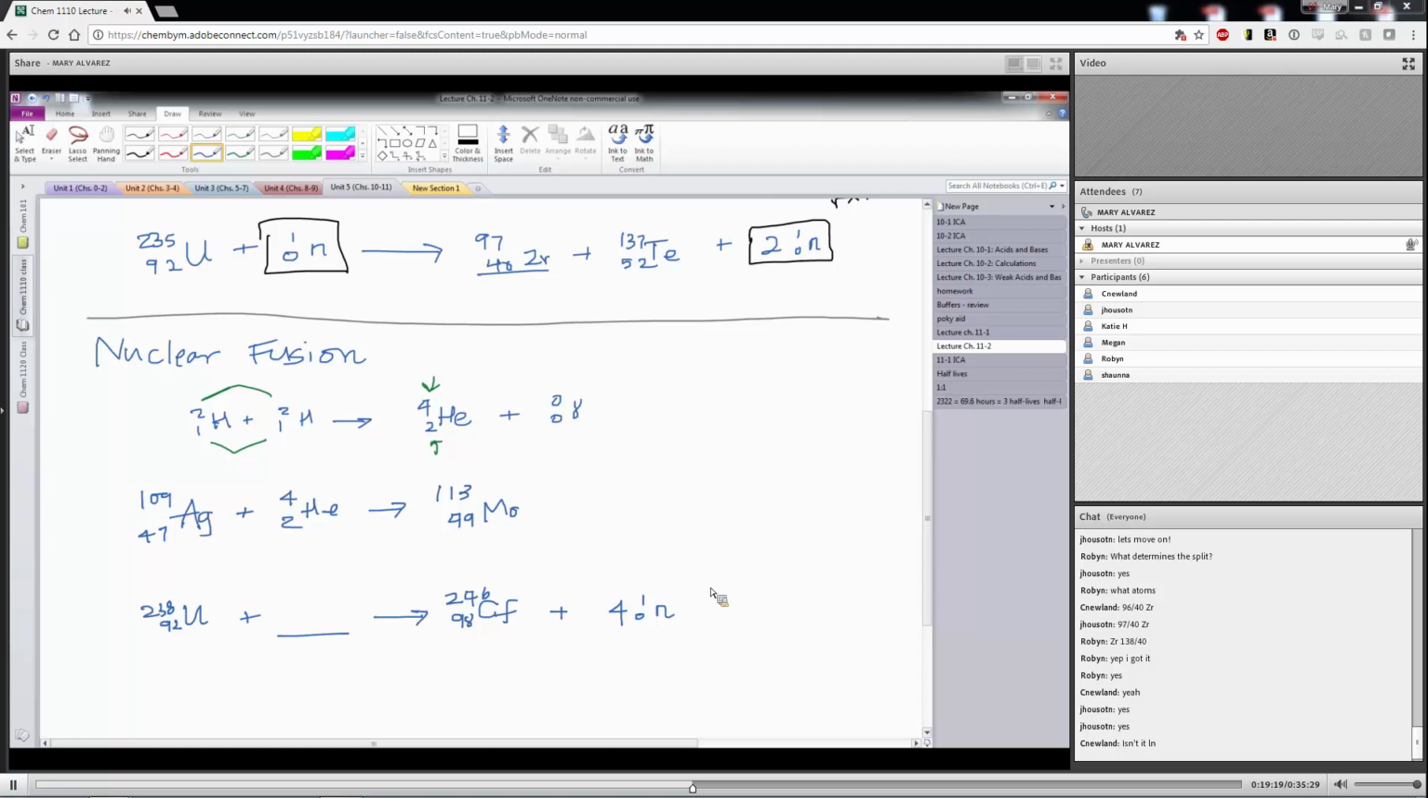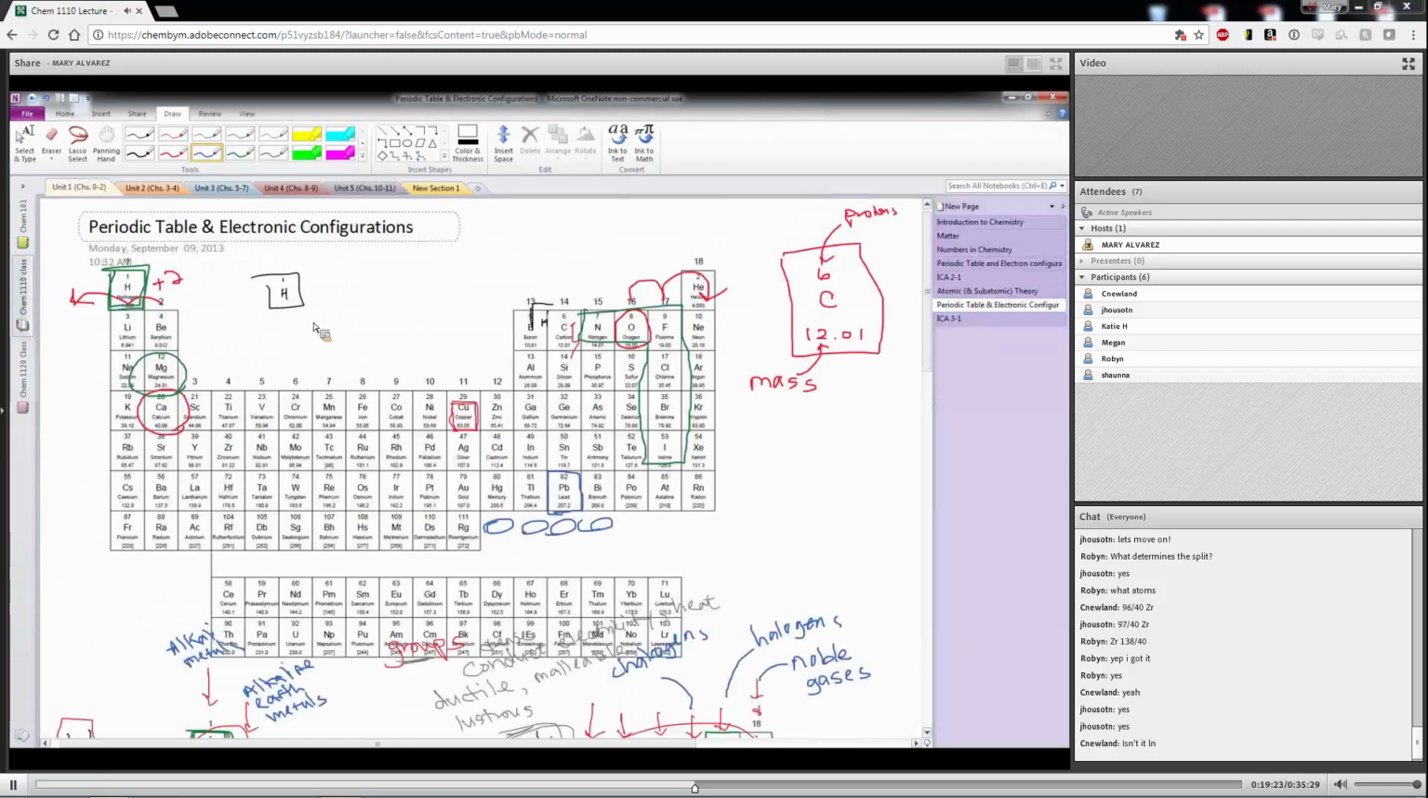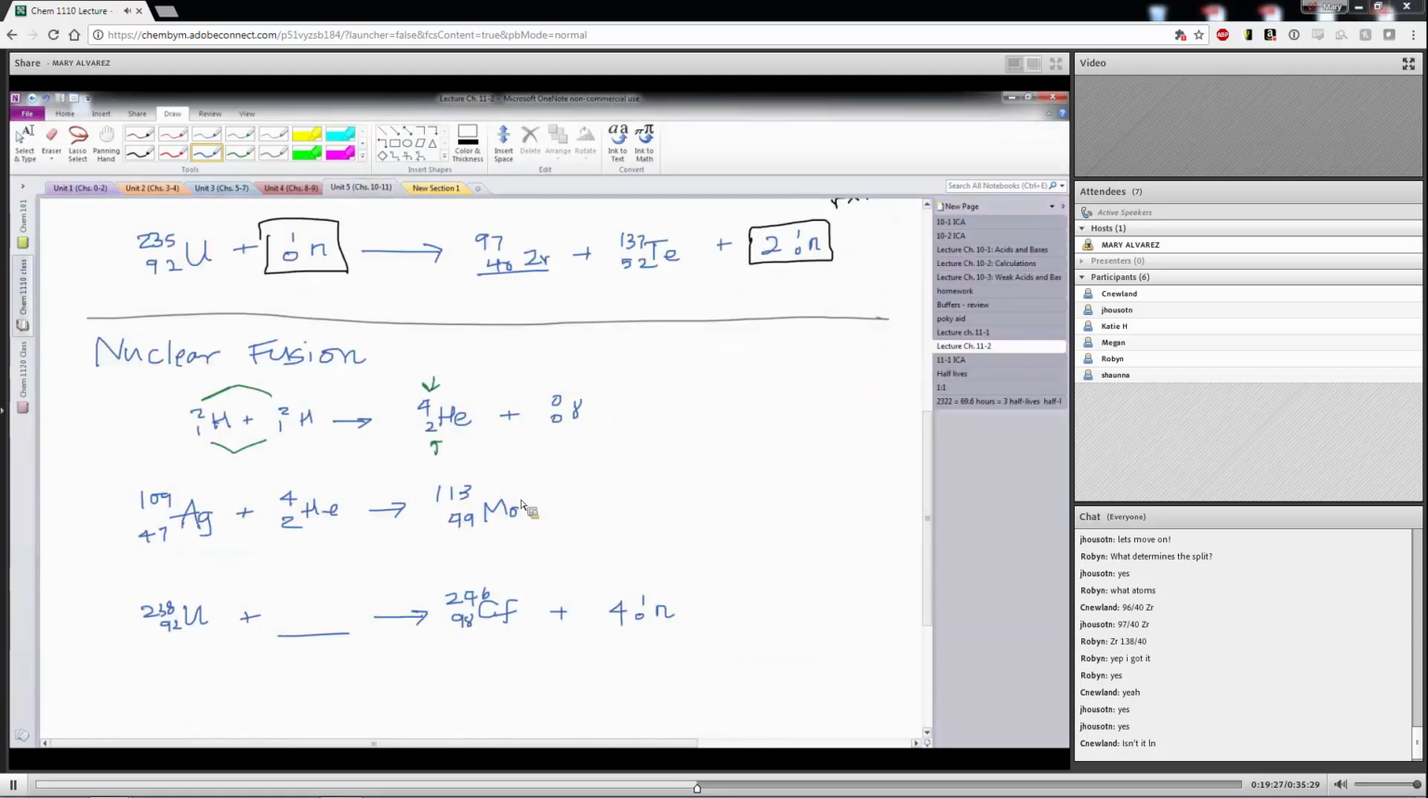Oh, I'm sorry, Candace, is 49 not molybdenum? Yes, you're right, 49 is indium. You're right. You get indium. Excellent. Good catch. Good catch. You're exactly right. All right.